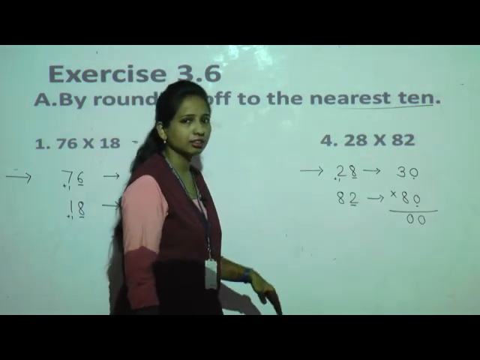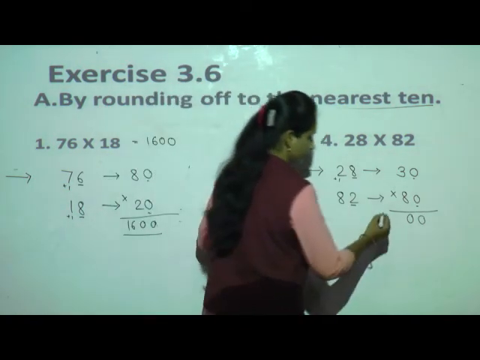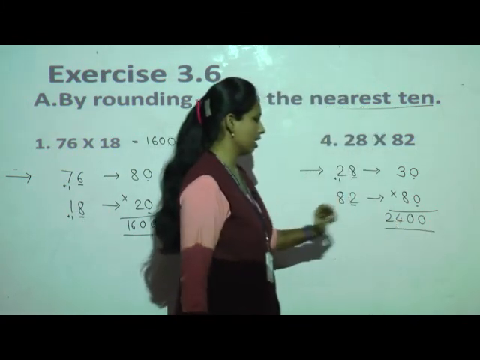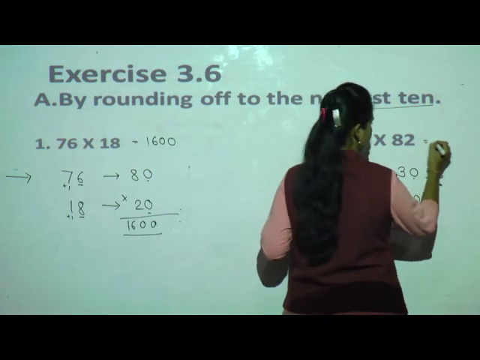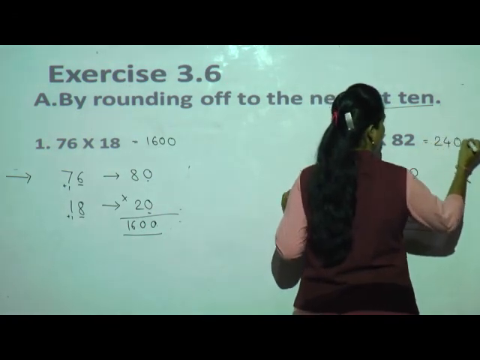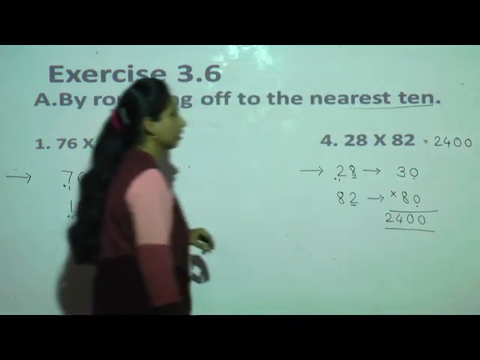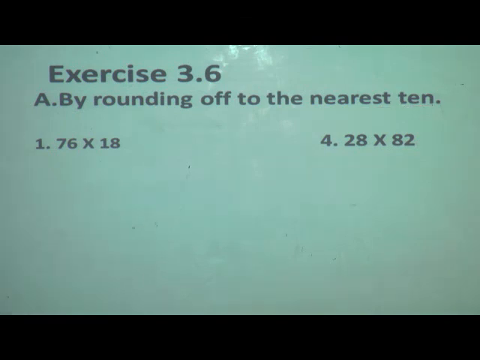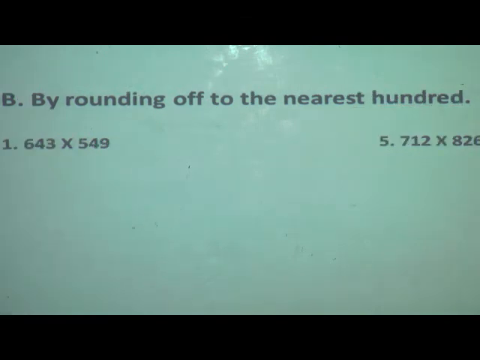8 3s are 24, isn't it? So I will write here 24. So this is the answer. This is the product. What is the product? 2400. Okay, these are nearest tens, not actual. This is just nearest tens. Understood? Clear? Clear till here? Now we will move to the B question. Now B question. What is the B question, students?